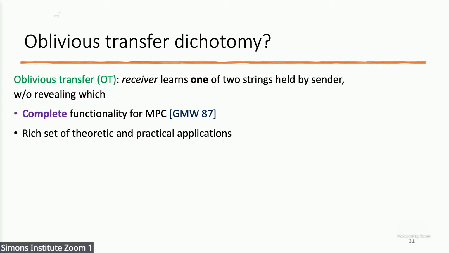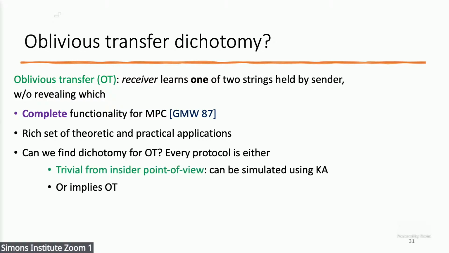This is deep. If there's one protocol which you care about, it is OT, right? It has a rich set of theoretical and practical applications. And can we find a dichotomy for OT, even for single bit? For instance, every protocol is either trivial from an insider point of view, namely you can simulate it assuming you have access to key agreement, or it implies OT. So the world would be trivial protocol, key agreement protocol, and OT protocol. And there would be a dichotomy between those.